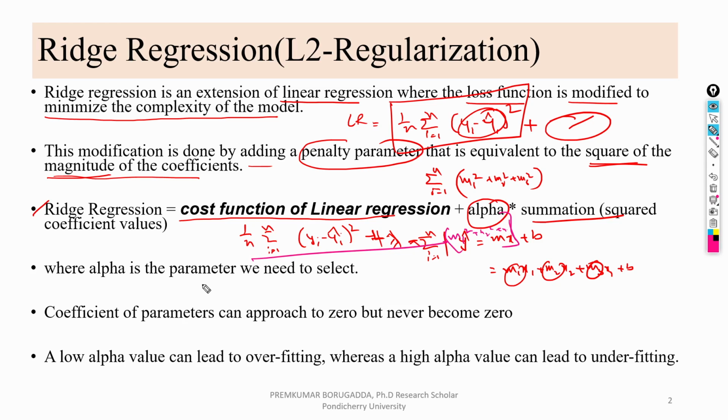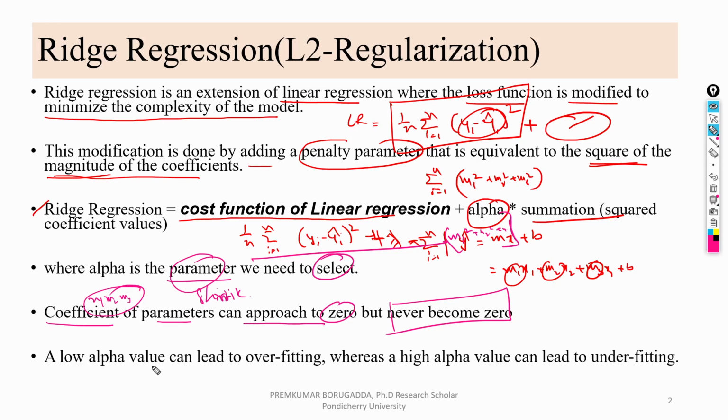Here alpha is a parameter whose value we have to select. The coefficients, which are m1, m2, m3, can shrink towards 0, but never become 0. A low alpha value can lead to overfitting and a high alpha value can lead to underfitting. The alpha value can be taken from 0 to any positive number.